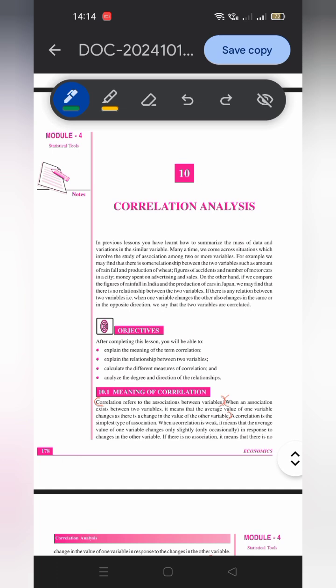Chapter 10: Correlation Analysis. Meaning of correlation. Correlation refers to the association between variables. When an association exists between two variables, it means that the average value of one variable changes as there is a change in the value of the other variable.